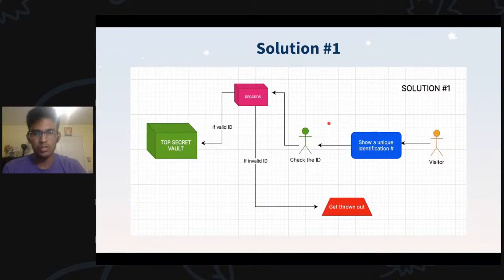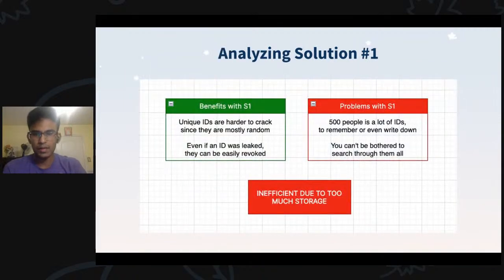And when someone comes in, they show us their specific ID. All we have to do is go check that original stack of records. If it exists in that list of records, then they're going to be given access. If it doesn't exist there, then they're going to get thrown out. It's a pretty simple idea, and we're going to be analyzing it a little bit. So if we analyze it, there are some benefits and there are also some problems.